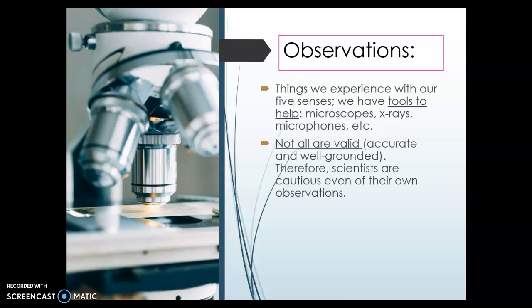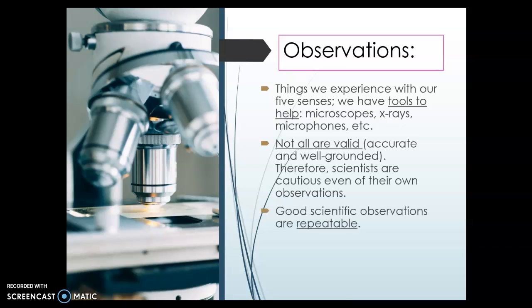Now, not all observations are valid, meaning they're not all accurate, they're not all well-grounded. So scientists are cautious even of their own observations. Think of your own observations that you've made before. Have you ever seen something at a distance that turned out to be something totally different? Or like me, have you ever thought you heard one thing, but actually something different was said? So observations that we make are not always valid, and we do have to be careful and cautious when it comes to our observations.